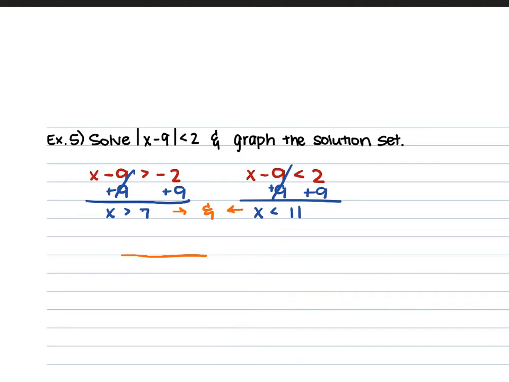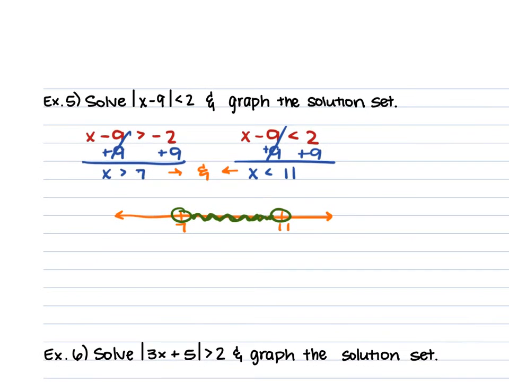So when I go to graph this, I'm going to find that 7, I'm going to find the 11. I have open circles on both, and my line is going to connect each other with those two circles. To put this in interval notation, I have open circles on both the 7 and the 11, so those are getting parentheses, and the line goes in between the two circles, so it's just parentheses 7, 11, close parentheses.